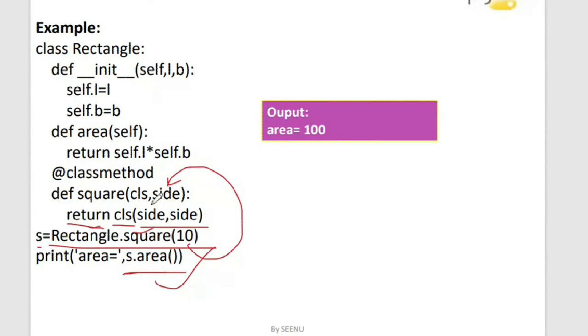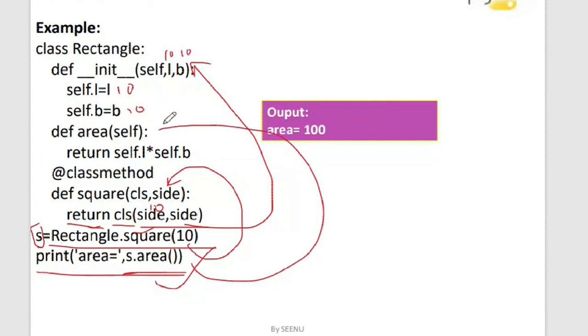So what is there inside? 10 is there inside, right? So now when I say side comma side, this init method is called, and for L, 10 is assigned. This L takes 10 and this B takes 10. Initialization is over and an object S is created. In the next case, what I'm doing is calling the instance method, which is area, by using the reference variable. So this also is possible.